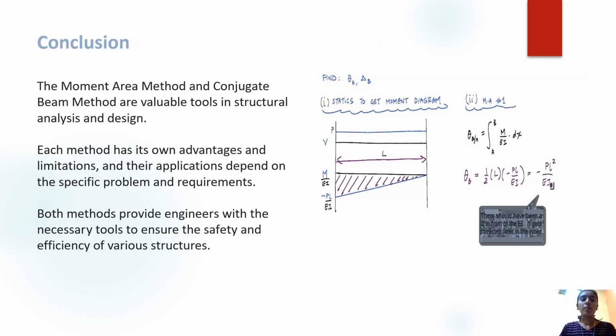Conclusion for both the moment area method and conjugate beam method. The moment area method and conjugate beam method are valuable tools in structural analysis and design. Each method has its own advantages and limitations, and the applications depend on the specific problem and requirements. Both methods provide engineers with the necessary tools to ensure the safety and efficiency of various structures.